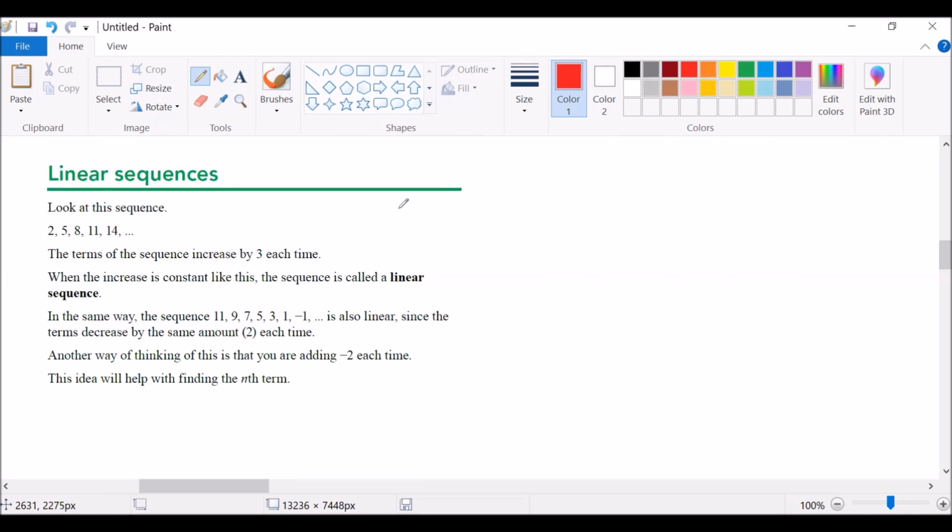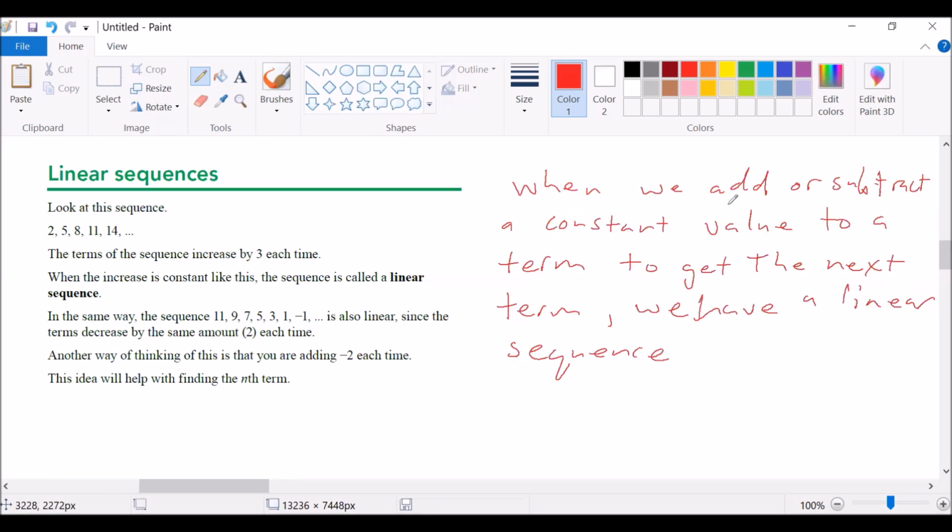Now, sequences have names. When you are adding or subtracting, it is called a linear sequence. When we add or subtract a constant value to a term to get the next term, we have a linear sequence. What do we mean? When we are at 2, we add 3 to get 5. And when we are at 5, we add 3 to get 8. This is what we call a linear sequence. Each time we are adding a constant value, in this case 3, to get the next term.